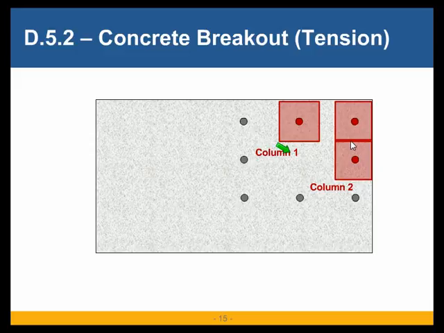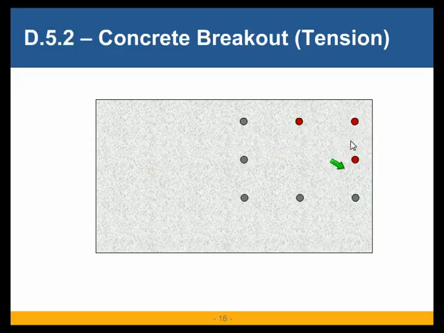So we calculate the strength in concrete breakout in tension for each column separately, and compare those strengths with the respective tension forces that are acting on those columns. So for instance, for column 1, the strength would be compared against the tension that is acting on this one anchor only. For column 2, the strength would be compared against the net tension coming out of the tension on this anchor and tension in this anchor. And whichever one governs will give us the net tension breakout strength.